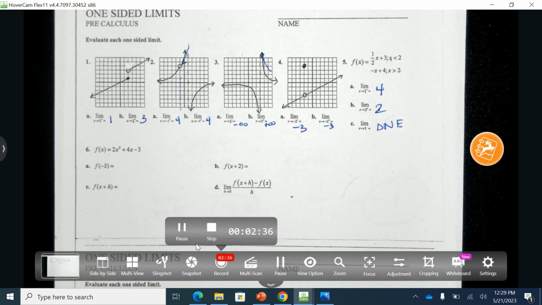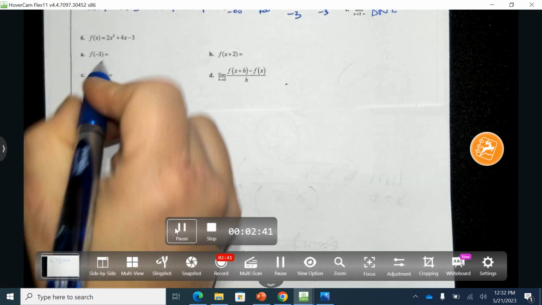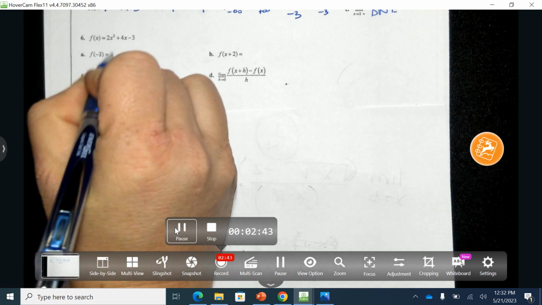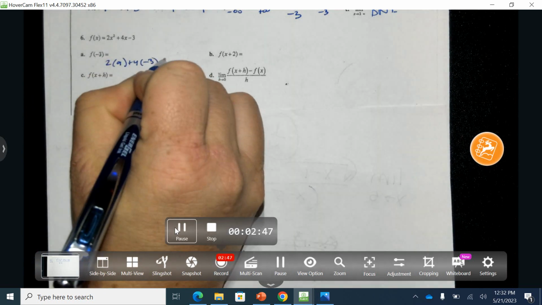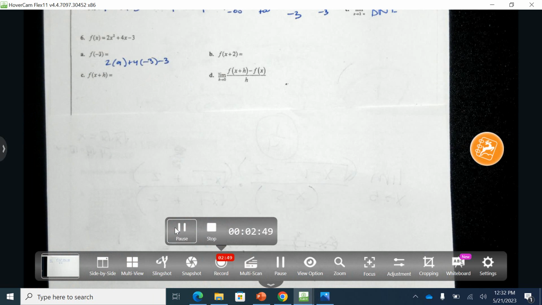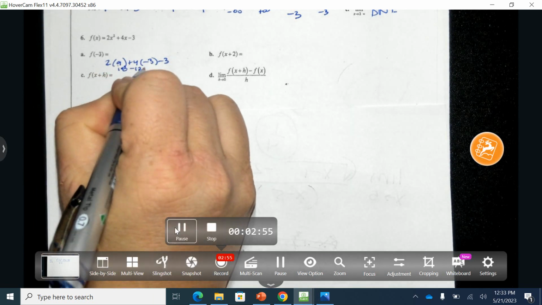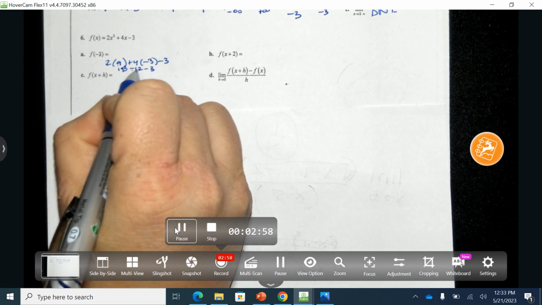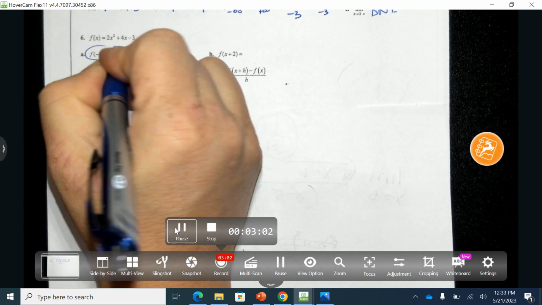Let's look down below at number 6. So first I'm going to evaluate this function at negative 3. Negative 3 squared is 9, plus 4 times negative 3, minus 3. I'm simply substituting negative 3 where I see an x in the function. 2 times 9 is 18, minus 12, minus 3. 18 minus 12 is 6. 6 minus 3 is 3.